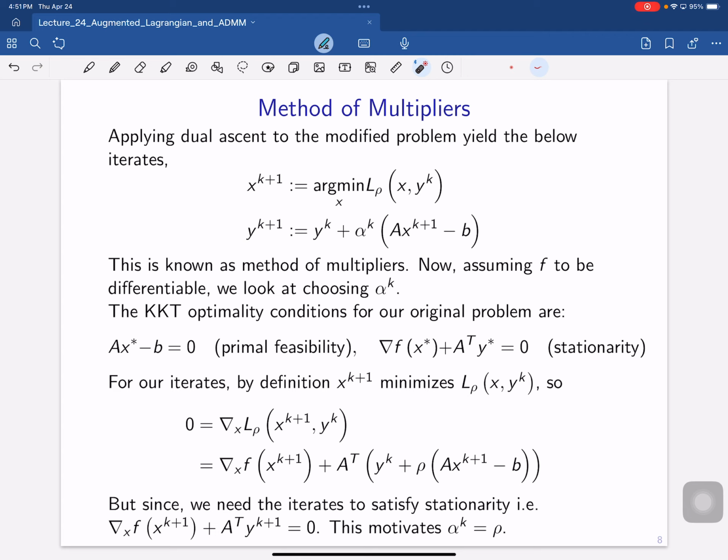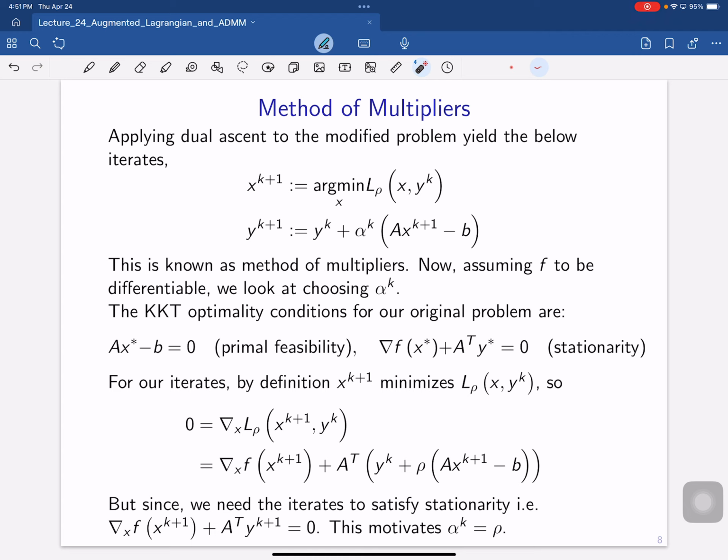Now the question is, how do we choose the step size alpha k here? Is the step size alpha k related to the rho here? Because rho is a penalty you picked. You can pick any arbitrary penalty rho. So after we pick this parameter rho, a natural question to ask is, what would be a good alpha to choose? It appears that the good alpha to choose is to set alpha equal to rho.